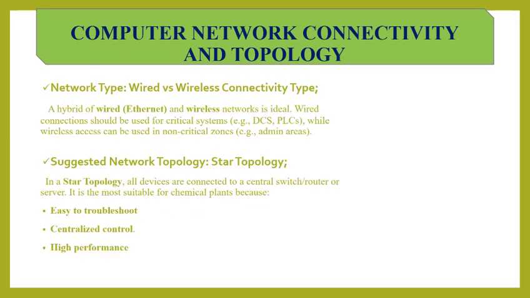Computer network, connectivity and topology. For the network type, we have wired and wireless connectivity. A hybrid of wired Ethernet and wireless connectivity is ideal. Wired connection should be used for critical systems, that is the DCS and PLC systems, while wireless access can be used in non-critical zones, for example the administration area. The suggested network topology is the star topology. In a star topology, all devices are connected to a central switch, router, or server. It is the most suitable for chemical plant use. It is easy to troubleshoot, and it also offers centralized control and high performance.